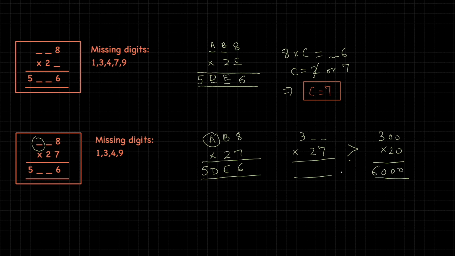What that tells us is that A cannot be a 3 or anything larger than 3 because if A is a 3, the result is at least 6000, which exceeds 5DE6. This means we can eliminate all digits greater than or equal to 3, and A cannot be a 3, a 4, or 9. That leaves the only possibility for A to be a 1.